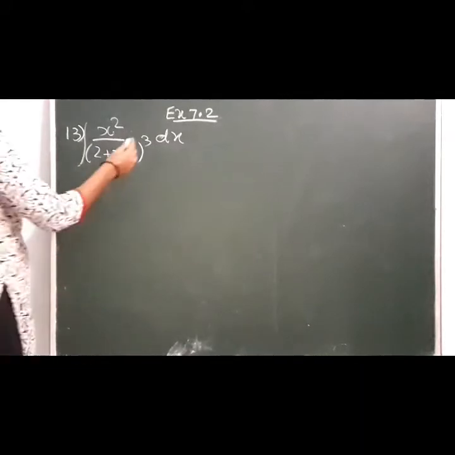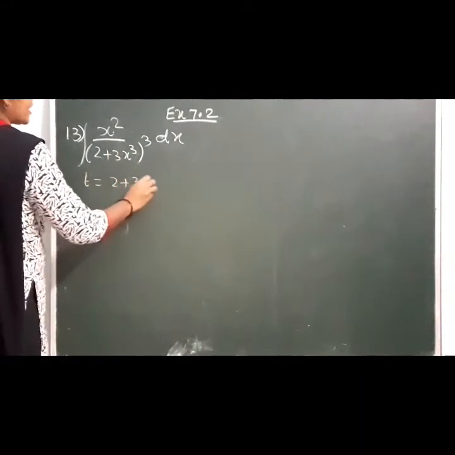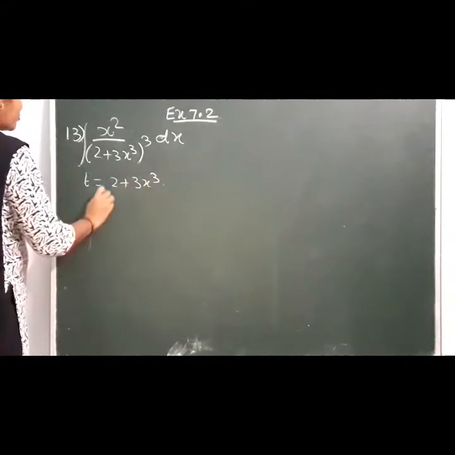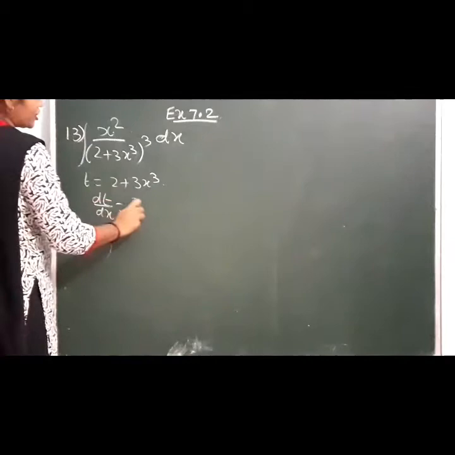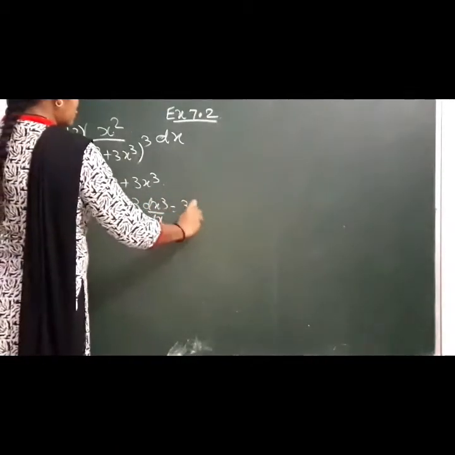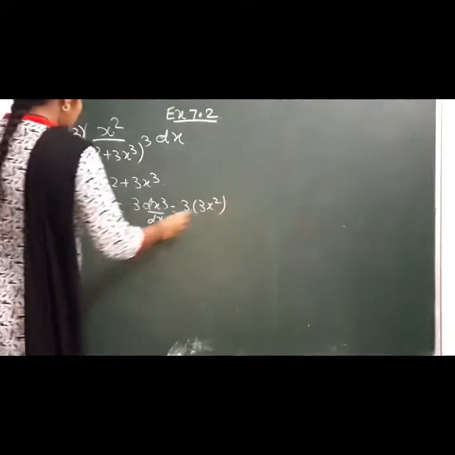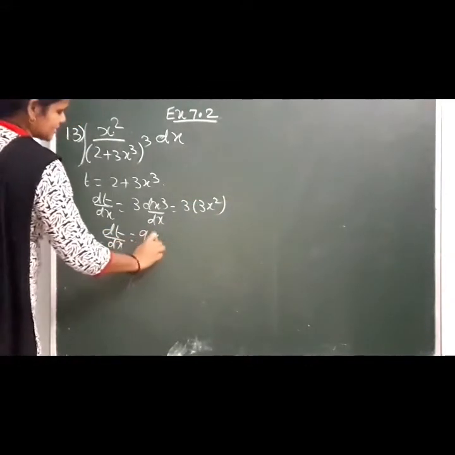Question number 13 of exercise 7.2. Let us put t is equal to 2 plus 3x cube. So dt upon dx: 2 is a constant, so it becomes 0. So 3 into d(x cube) upon dx, that is 3 into 3x square. So dt upon dx is equal to 9x square.